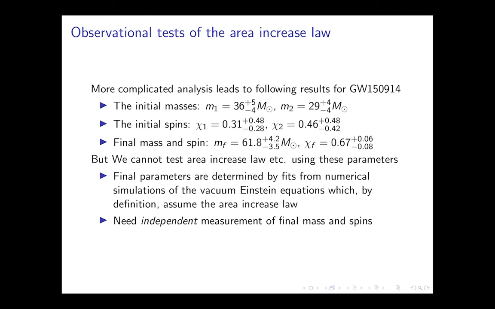that this procedure by which you obtained MF and Chi-F from the initial parameters is based on calculation within GR. So obviously that must be something which satisfies the area increase law. So if you calculate the final area in this way, you will always get consistency. So it's not really a test of the area increase law, it is simply a tautology at this level. So what you really need is an independent measurement of the final mass and the final spin. And based on that, you could hope to actually confront the area increase law with observations.